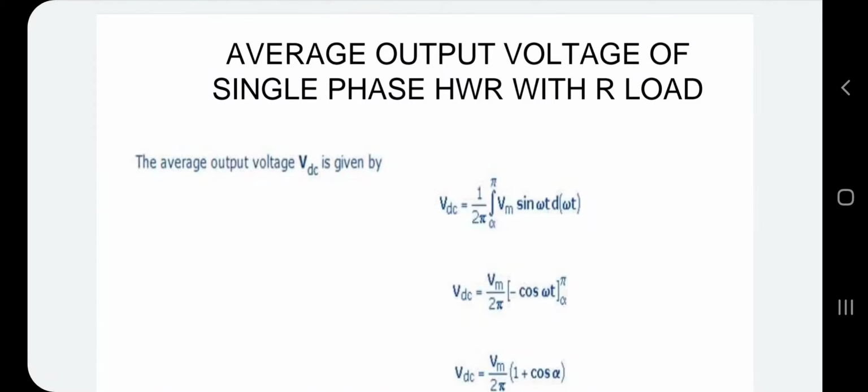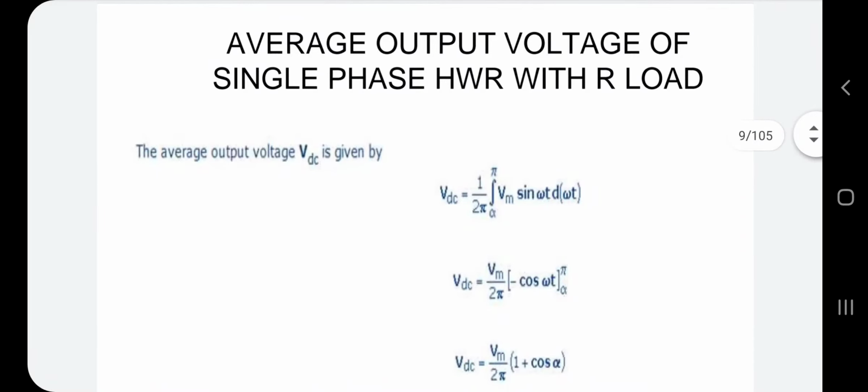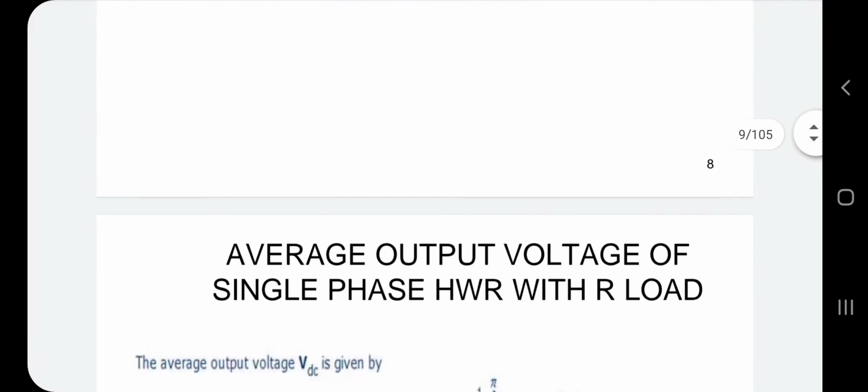Now coming to the mathematical analysis part, the average output voltage of a single phase half wave rectifier with R load we may write like this, VLDC. VLDC is equal to 1 over 2 pi, because the total period of a cycle is 0 to pi and pi to 2 pi, that means 2 pi. So 1 over 2 pi integration from alpha to pi of Vm sin omega t d omega t, as per the diagram shown in the waveform.